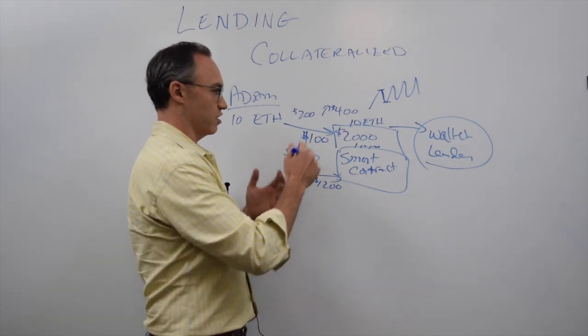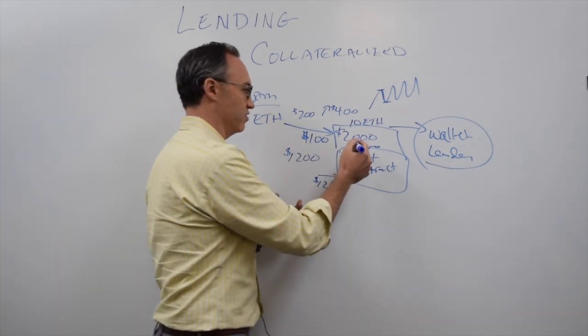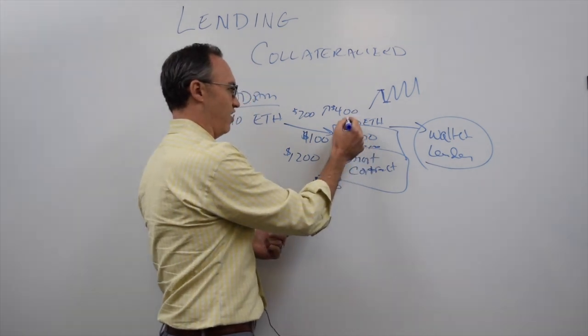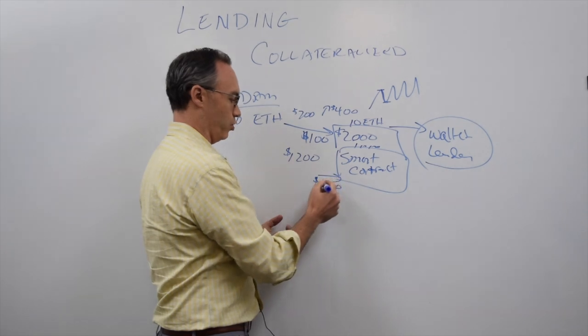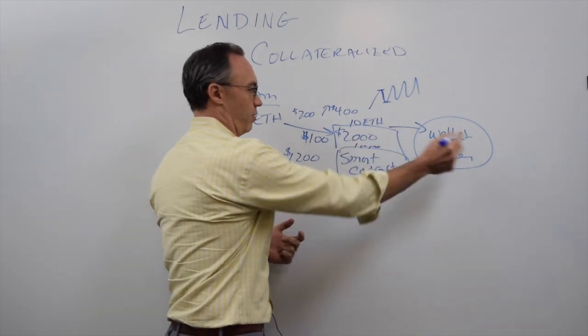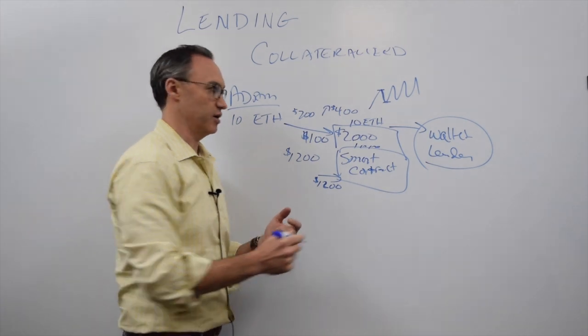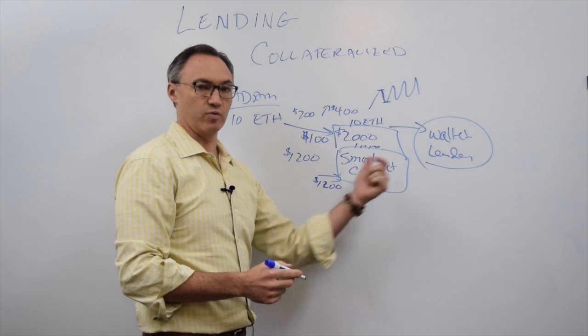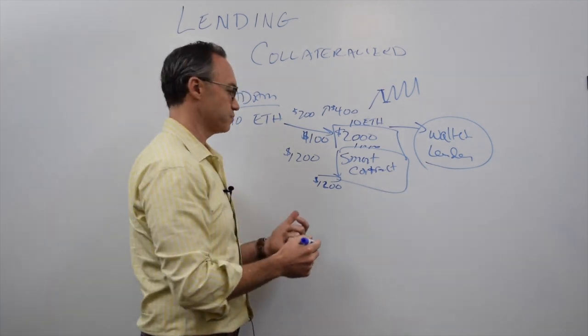So the contracts have added this feature that says, okay, if the value of ETH ever gets to a point where it's equal to this $1,200, it's automatically going to liquidate the contract, right? This guy is never at risk for losing more than he's loaned to me.